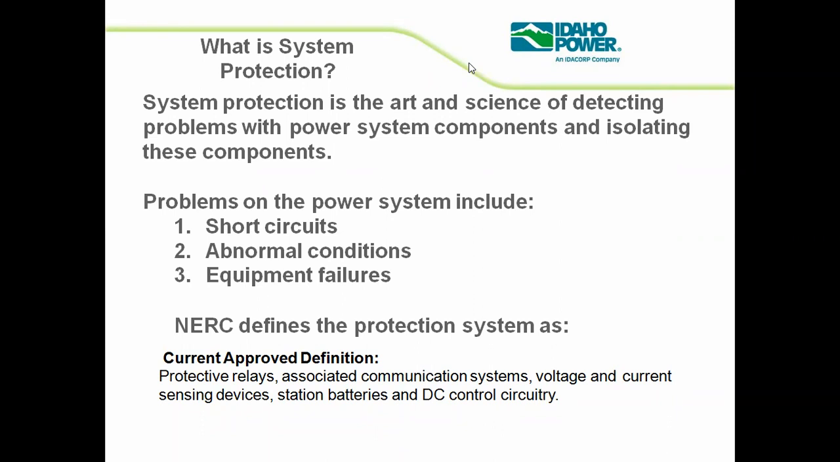Okay, so again, I am repeating: what do you mean by system protection? System protection is an art or science of detecting the problem with the power system component and isolating these components. And again, I am repeating that there are 3 types of problems that occur in the system. One is short circuit, another is abnormal condition, and number 3 is equipment failure. I think you can get an idea of what this means.